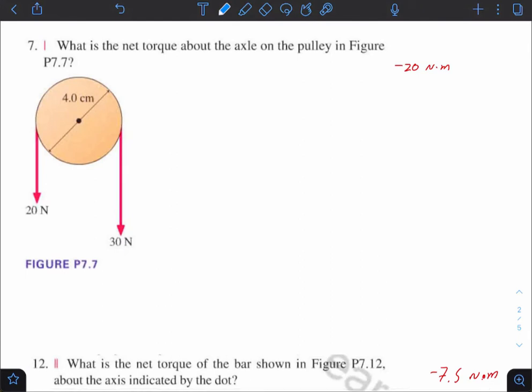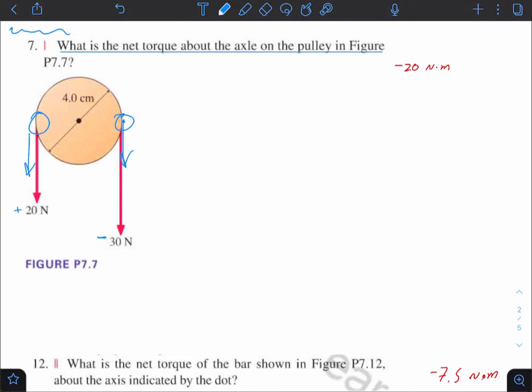We're finally finishing. We finished kinematics, and now we have a pulley. And I see forces, which immediately makes me think force and or torque. And that's what the question is. What is the net torque about the axle on the pulley? So I see 2 rotational forces, or 2 torques acting on this. This one's trying to rotate it counterclockwise, right? It's trying to rotate the wheel this way, which means that's going to create a positive torque. And this one's trying to rotate it clockwise, which is going to create a negative torque.